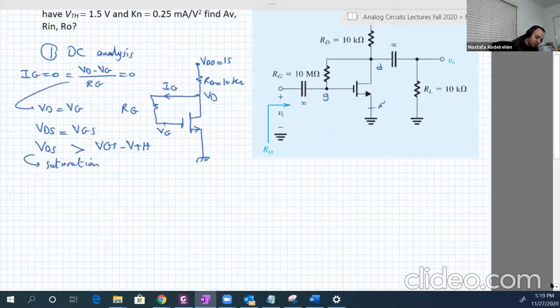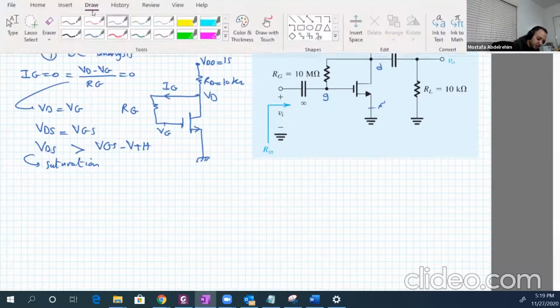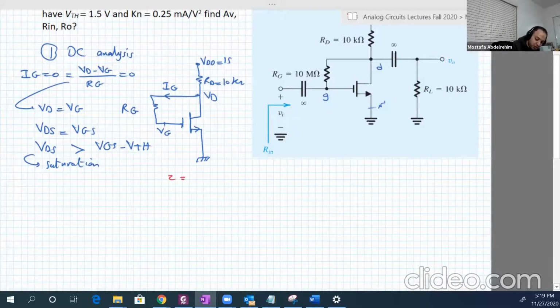Let me clarify that in another way. If you have 2 equal to 2, then basically 2 must be larger than 2 minus something, for example, minus 1. Okay.